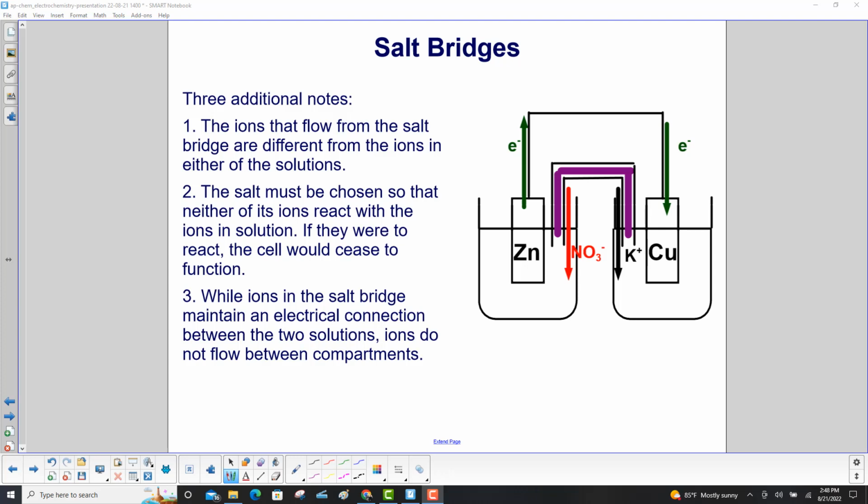Three additional notes. The ions that flow from the salt bridge are different from the ions in either of the solutions. The salt must be chosen so that neither of its ions react with the ions in solution. If they were to react, the cell would cease to function. While ions in the salt bridge maintain an electrical connection between the two solutions, ions do not flow between the compartments. They're not going from here to here or here to here. Ions just go from the salt bridge into their respective compartments. So nitrates go here, K pluses go here.